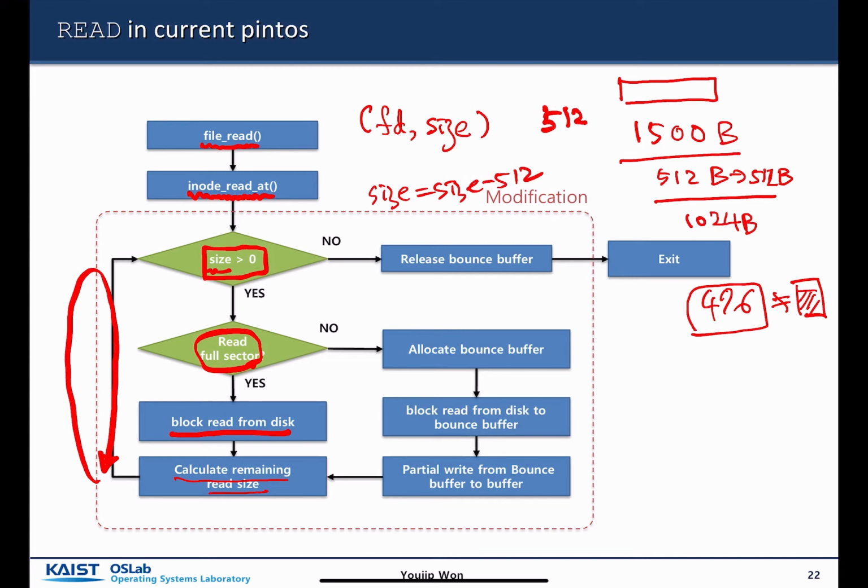And so you allocate a bounce buffer and then perform a partial read. The partial read means even though you read the entire block from the disk, which is 512 bytes, the application has asked you to read only 476 bytes from the disk. So read the block to the bounce buffer.